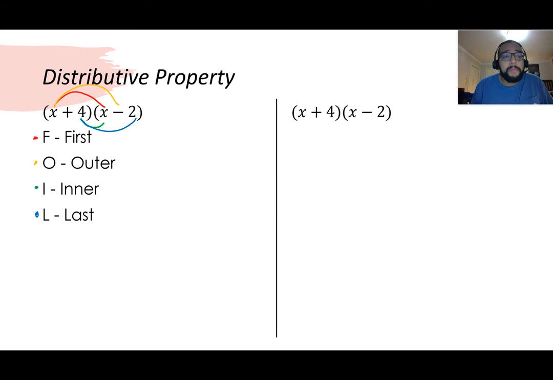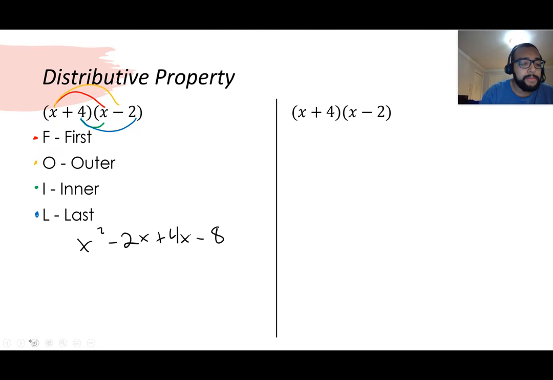Again, that's just the distributive property. I took my x and multiplied it by everything in the second binomial. I took my +4 and multiplied it by everything in the second binomial. I'm distributing it. I'm not going to do the multiple colors for this part because that'll be a lot. But first times first, so x times x would just be x squared. Outside, so x times -2, which is -2x. Inside, which is 4 times x, which is 4x. And then finally, 4 times -2, that's my last term.